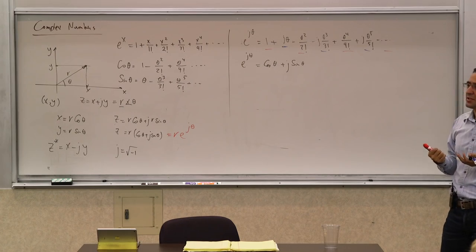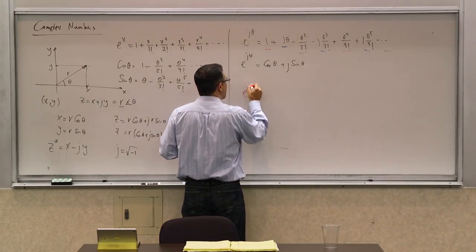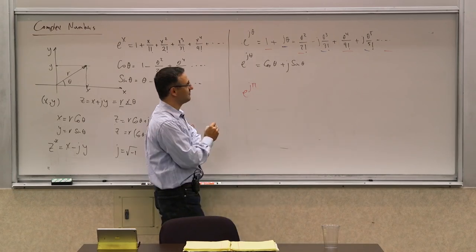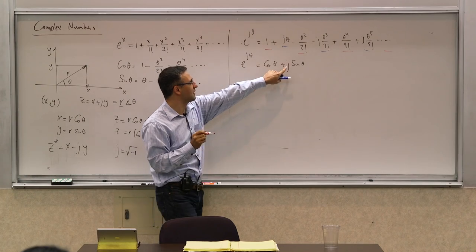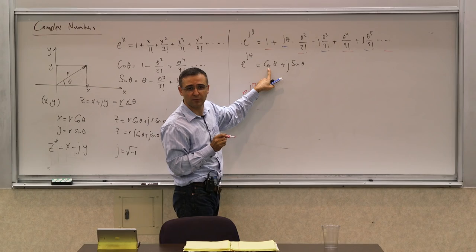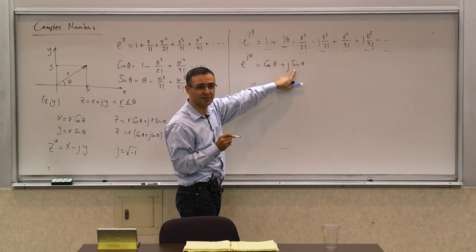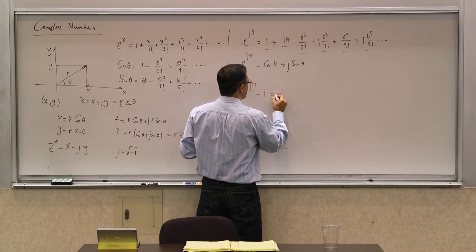And it tells you some interesting things. For example, it tells you what e to the j pi is. What is e to the j pi? Well, cosine of pi and sine of pi. What's cosine of pi? Negative 1. And what is sine of pi? 0. So this is negative 1, so that basically tells you this.